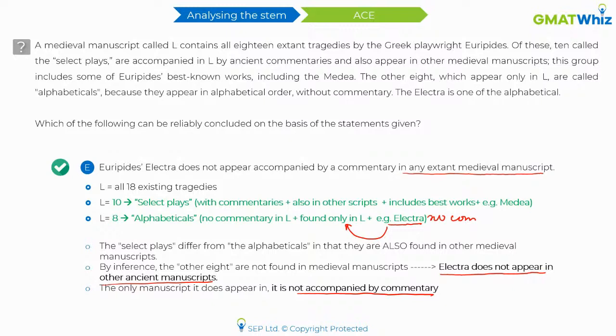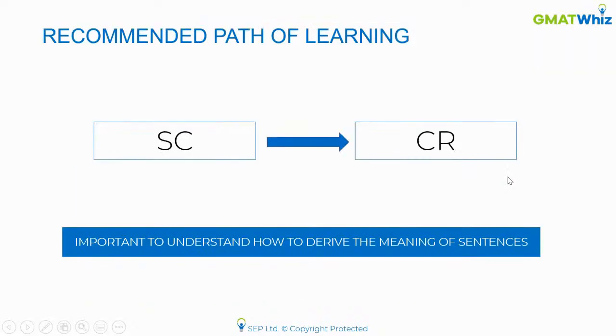And that brings me to a very, very important point, guys. It is the recommended path of learning. A lot of students keep asking me how to start my verbal preparation for GMAT, or what I should start with. Should I start with CR? Should I start with RC? Should I start with SC?